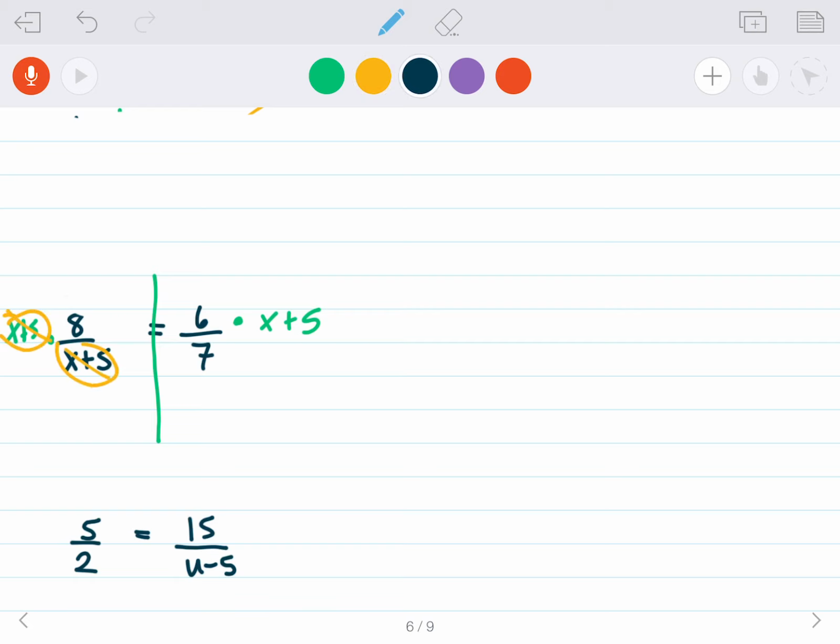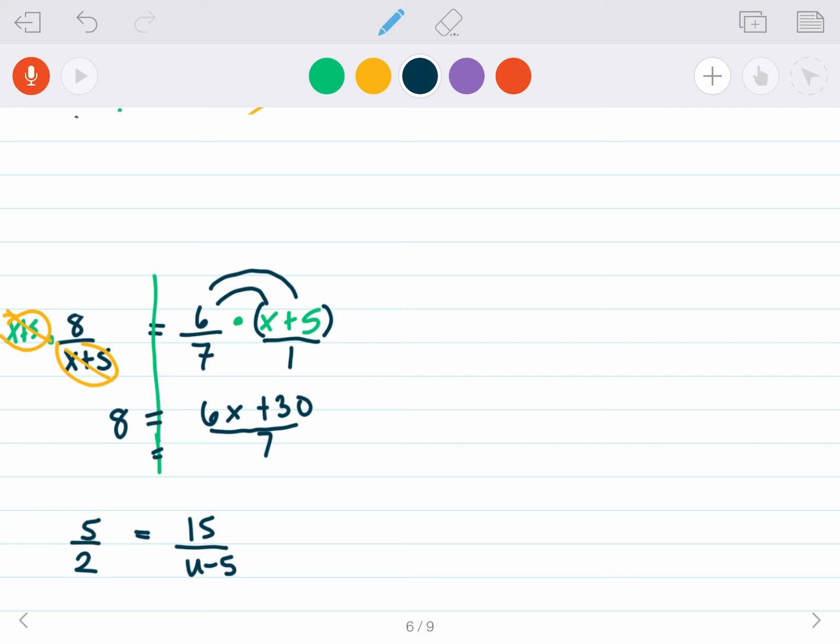That clears out. So we're left with 8 on the left equals, all right, let's be careful here. Look what we have. We have 6 over 7 times x plus 5 over 1. Okay? Now, on top, we need to distribute because we're not just multiplying the x by 6. We're multiplying 6 by x, and we're also multiplying 6 by positive 5. So 6 times x is 6x, 6 times positive 5 is positive 30, and on the bottom, 7 times 1 is going to give us 7. Okay?